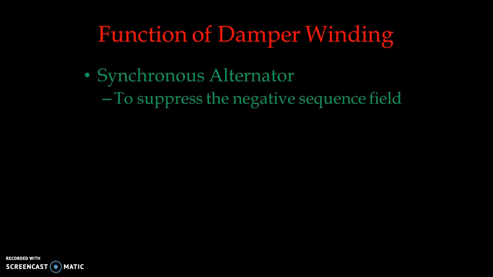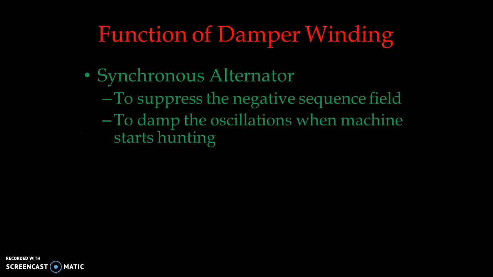So let us start with function of the damper winding. First of all, the function of the damper winding should be very much clear. And we know that the function of damper winding in case of synchronous alternator or in case of synchronous motor is quite different. For synchronous alternator, the function of damper winding is to suppress the negative sequence field and to damp the oscillations when machine starts hunting.